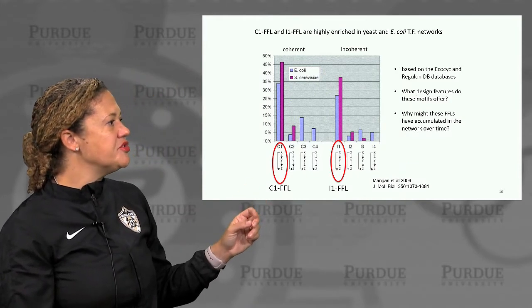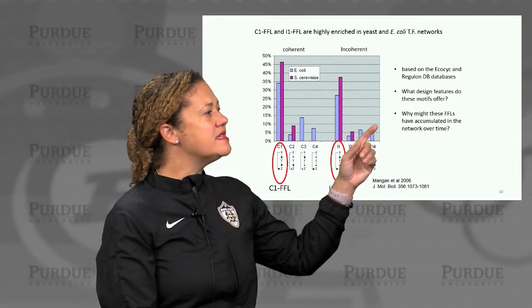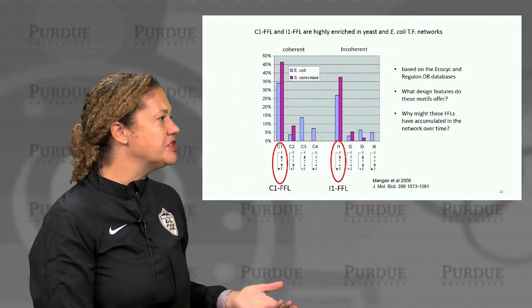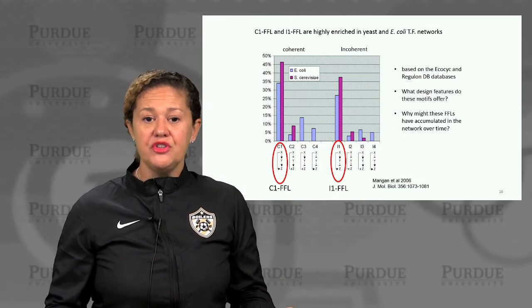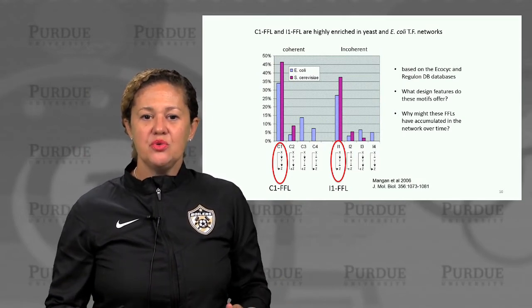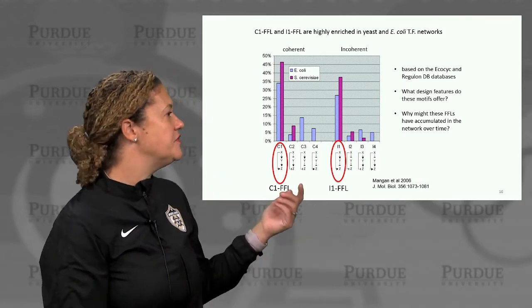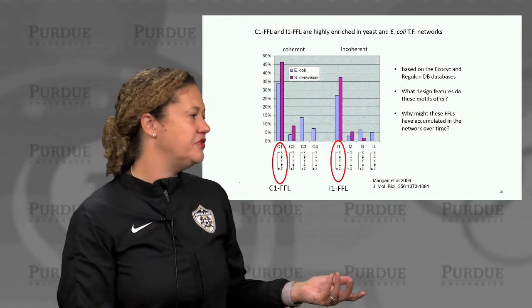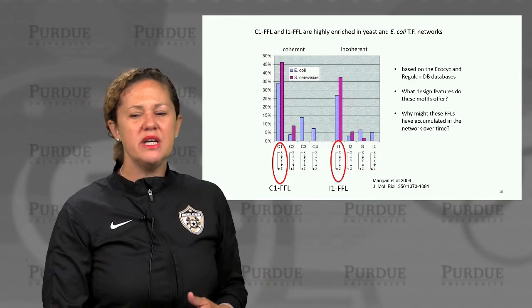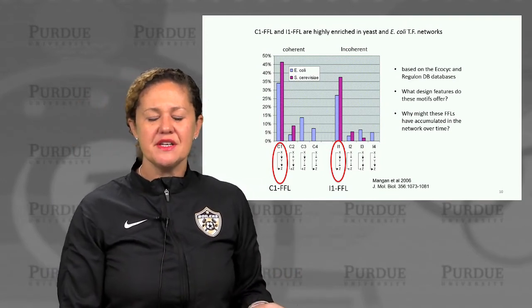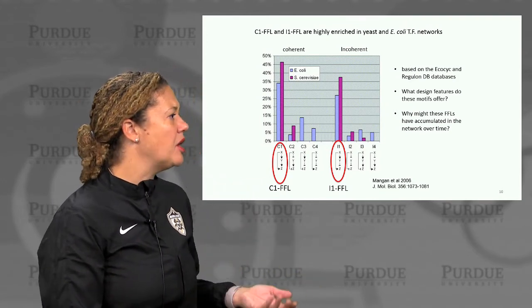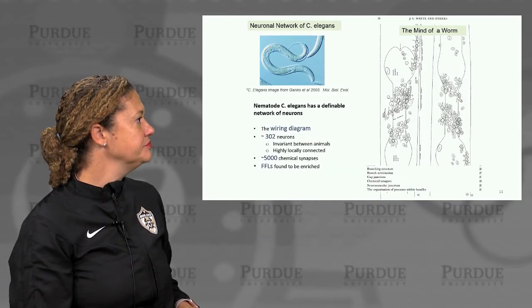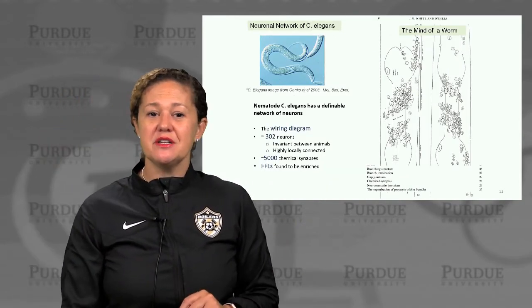And so now this also raises questions about what design features these motifs offer. If this biological network has evolved over time to be enriched in these feed-forward loops and is maintaining that enrichment and has accumulated feed-forward loops over time, what advantage or what features do those feed-forward loops impart that are advantageous to the cell? But let's first also look at some other networks.